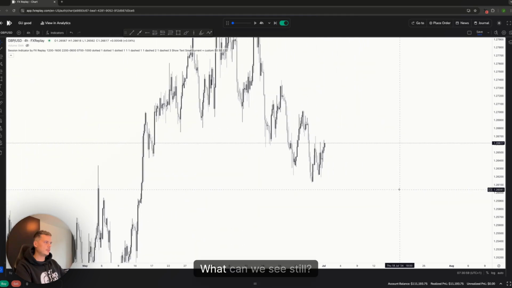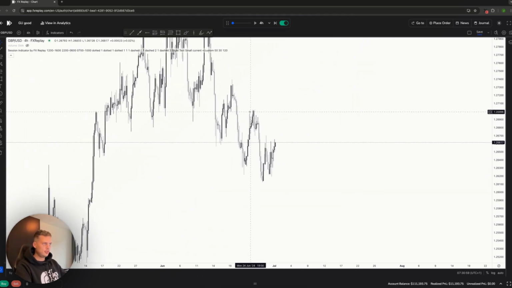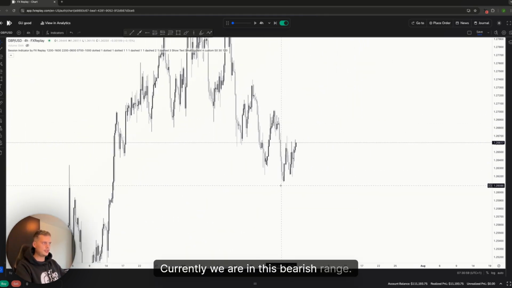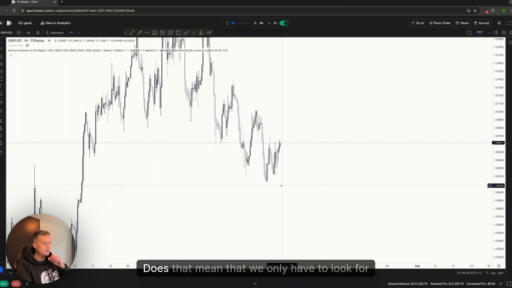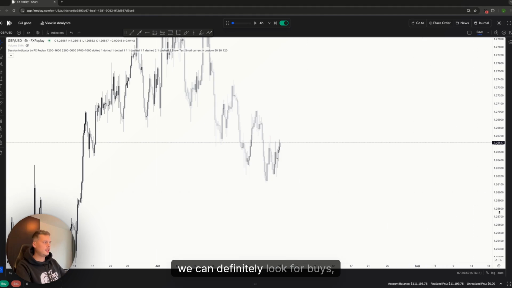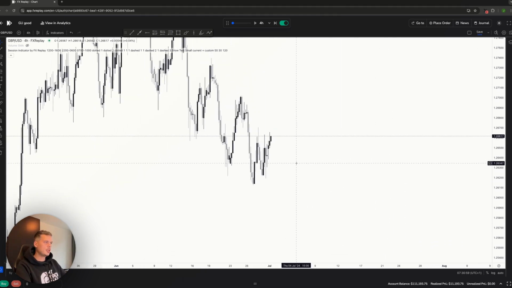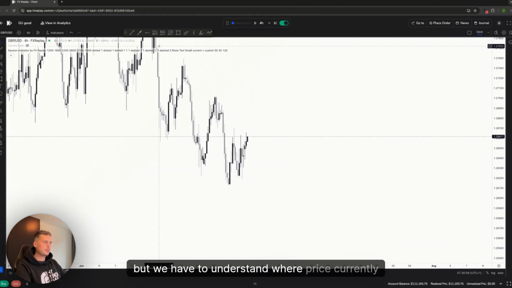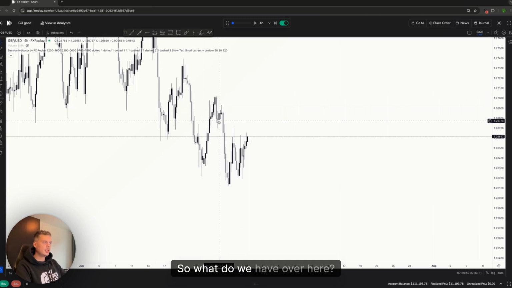4 hour chart, what can we see? Still, currently we are in this bearish range. Does that mean that we only have to look for sells? Of course not. We can definitely look for buys. But we have to understand where price currently is. So what do we have over here? We have our major POI.